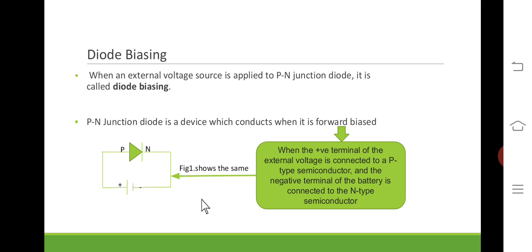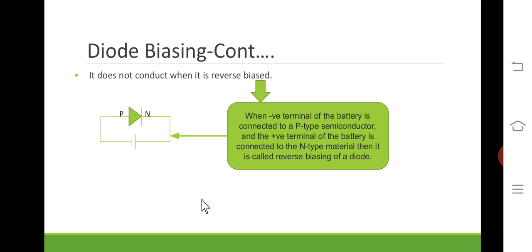Okay, now let us move to the reverse bias. What do you mean by the reverse bias of the circuit? So exactly opposite of the forward bias is nothing but reverse bias. That is, the negative terminal is connected to the P side and the positive terminal is connected to the N side. Then it is called a reverse bias.